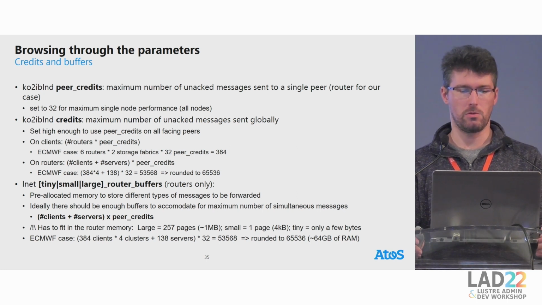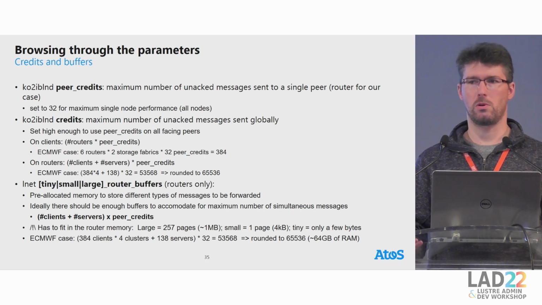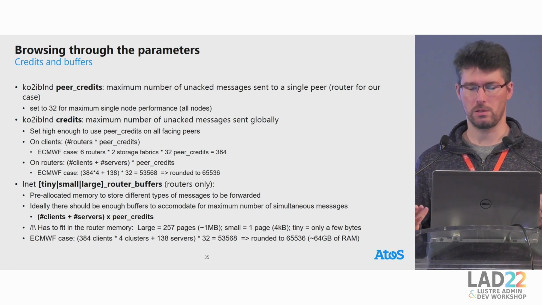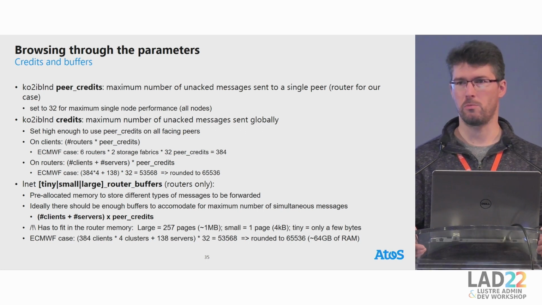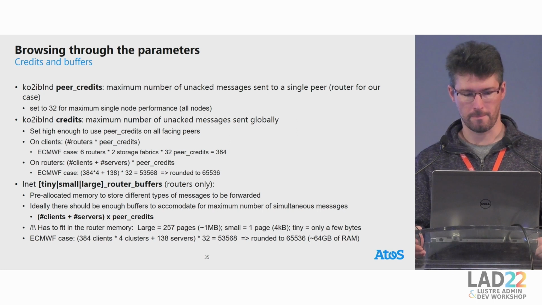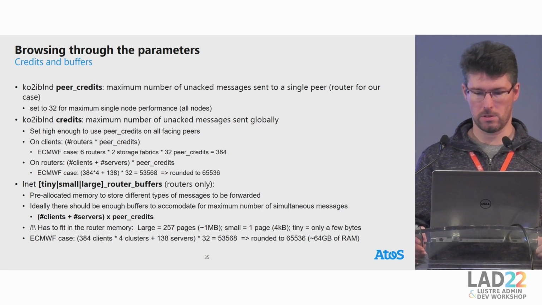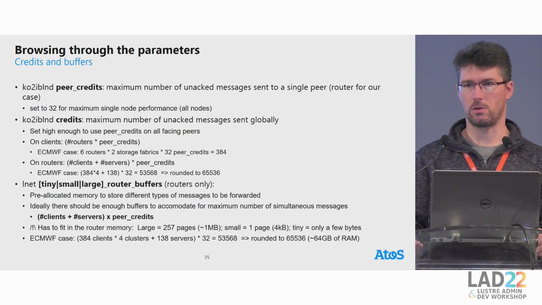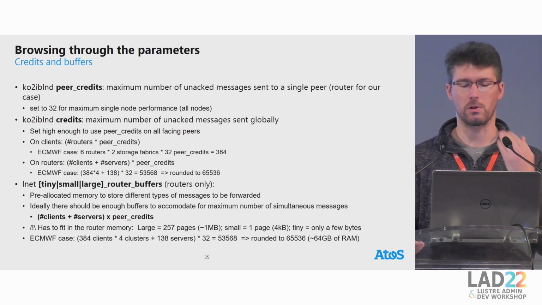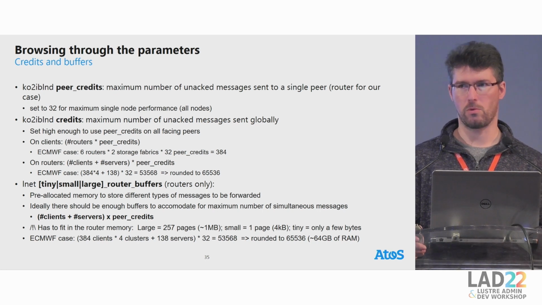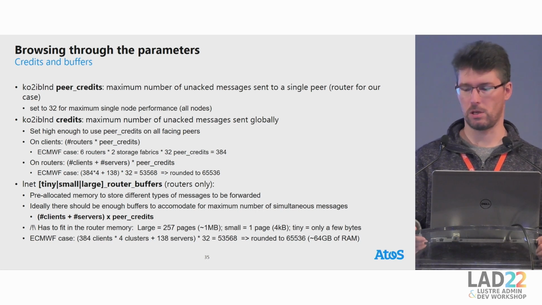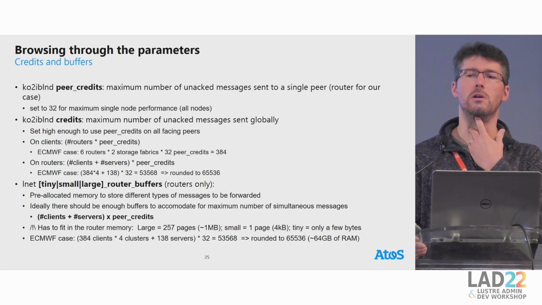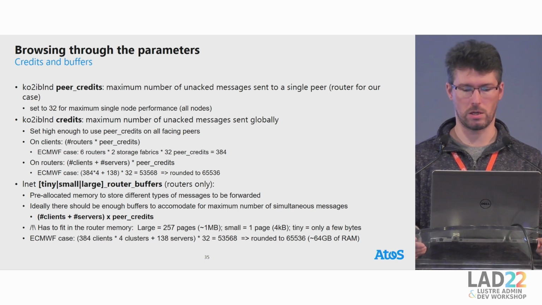Ideally, you also want to be able to store all the messages which come from all facing peers. In the case of the routers, these are the number of clients plus the number of servers multiplied by the number of peer credits for each of them. In our case, this means we need to have 64 gigabytes of RAM, because with 64,000 messages of at most 1 megabyte, you get 64 gigabytes of RAM. So this is something you need to take into account when you're doing the architecture to size the RAM on the routers.